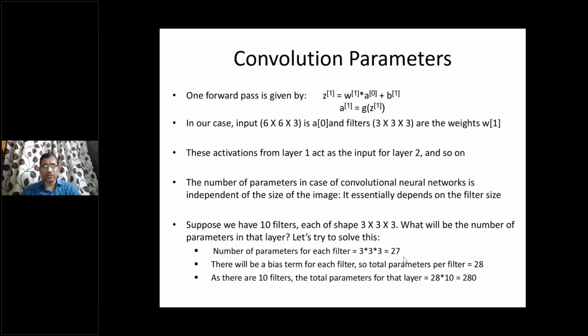In the case of a neural network, it will be inputs multiplied by the weights, right? We can have this 6 cross 6 cross 3 number of neurons multiplied by 3 cross 3 cross 3 number of weights, because each input will have a weight.